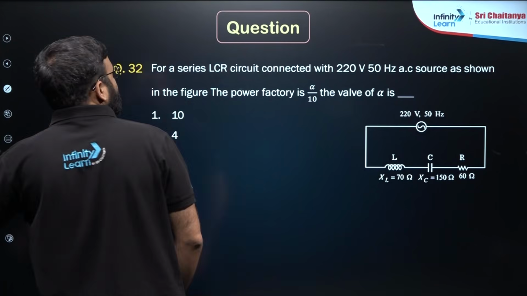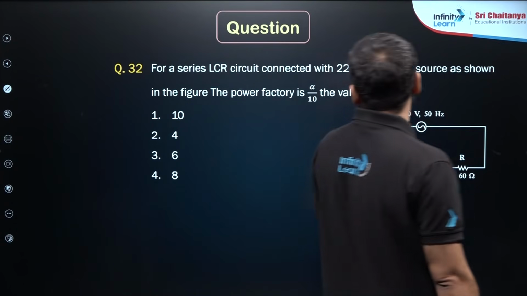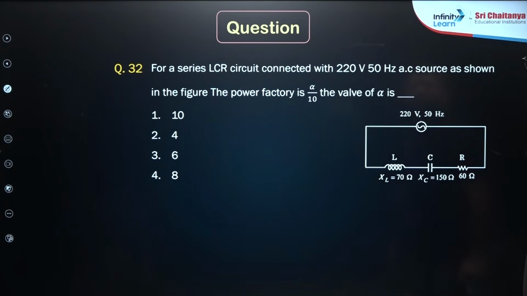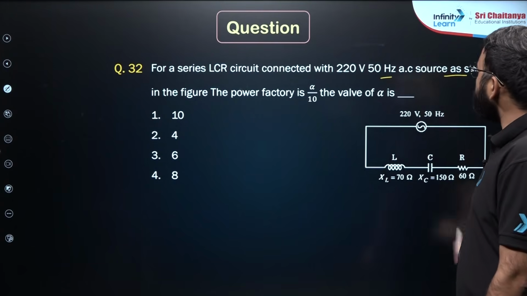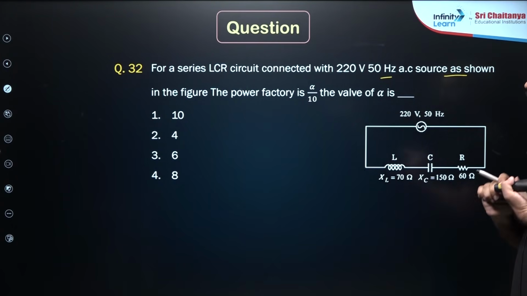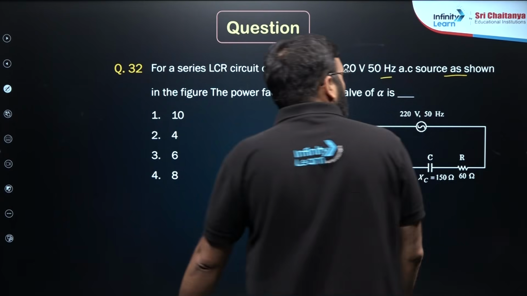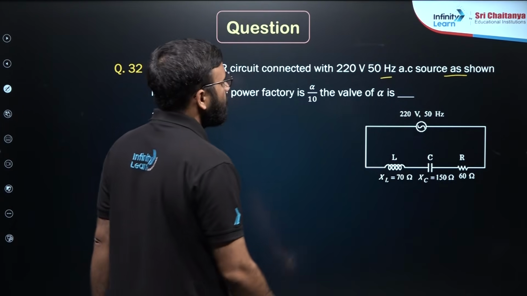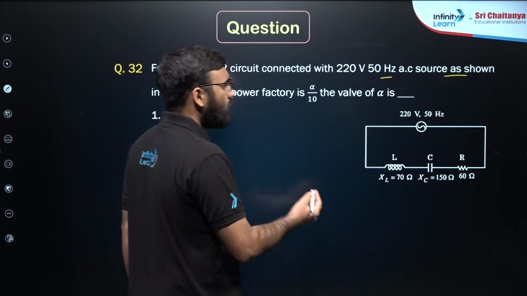Next one. For a series LCR circuit connected with a 220 volt 50 hertz AC source as shown in the figure, the power factor is alpha upon 10. Find the value of alpha. So beta, what is the power factor? Cos phi. Cos phi equals R upon Z.